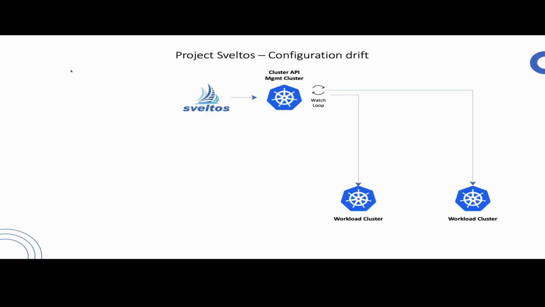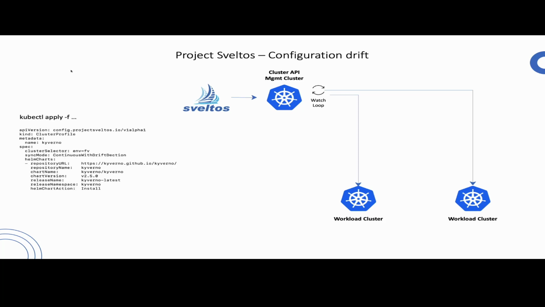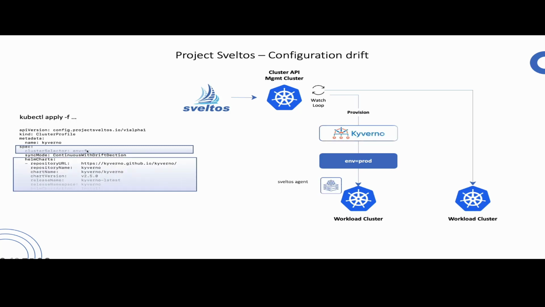Sveltos also has an ability to detect any configuration drift. So let's take an example to explain what that means. Let's say that we are telling Sveltos to deploy Kyverno in any cluster which is matching the label environment production. Okay, like the typo here. This should be environment production to match this cluster selector. There's a typo in the slide. But essentially, as soon as this cluster matches this cluster selector, Kyverno gets deployed.